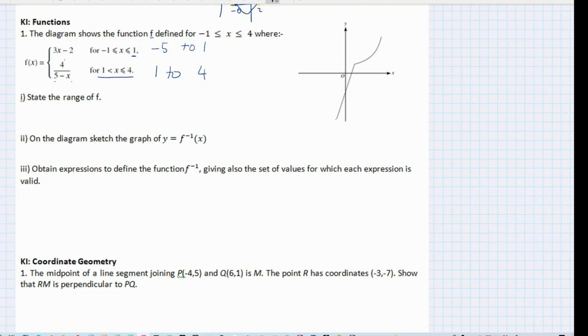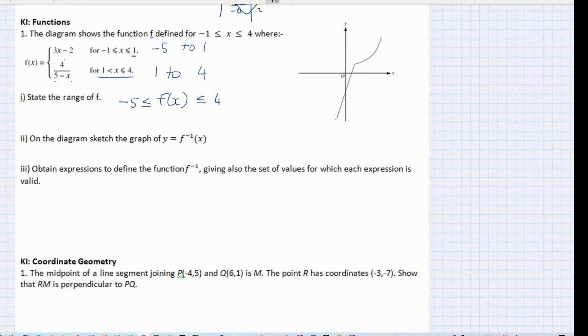So now we can state the range. What is the range? Well, we would write it like this. Minus 5 is less than or equal to f(x). When you're talking about range, you want to write in f(x). Is less than or equal to, and our highest value is 4.